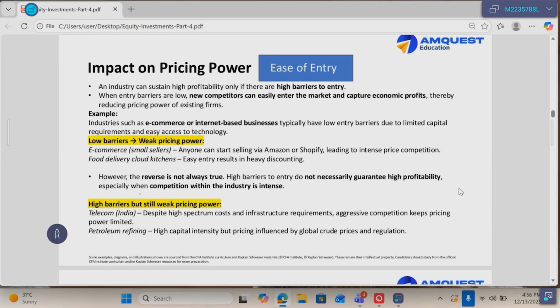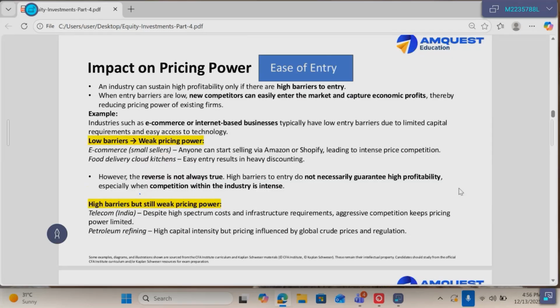Now, how do different factors impact the pricing power? Now, as I've said, let's take the example of Airtel and Jio. Now, ease of entry. Can a new player easily establish their own mobile service? The answer is no. So that means ease of entry is not there.